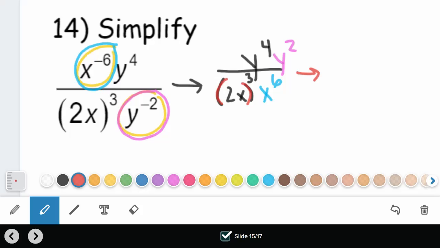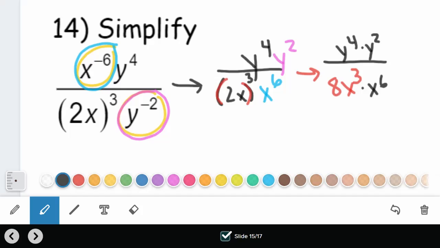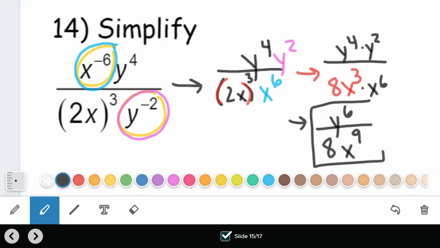Then the next thing I'm going to work on is this 2x being raised to the 3rd. 2x raised to the 3rd is going to be an 8 because 2 to the 3rd is 8, x to the 3rd. And then let me just write the rest of it, and then I'm going to clean this up. So on top, I'm going to have a y to the 6 because I'm going to add the 4 and the 2. On bottom, I'm going to have an 8, x to the 9th because 3 plus 6 gives us 9. And that's your answer.